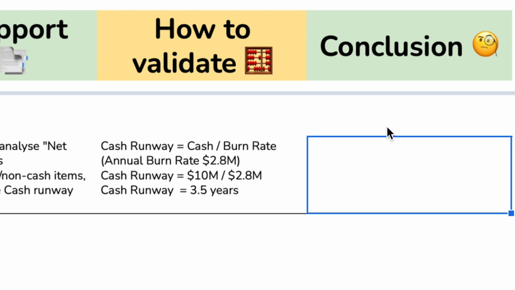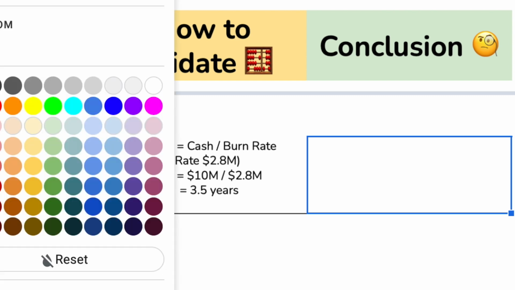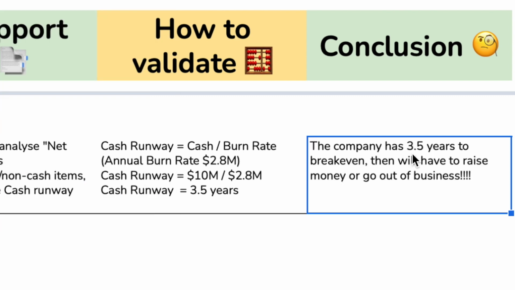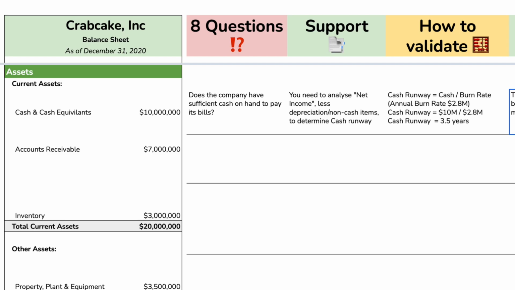And that, for me, as a conclusion to this question, what it means is that the company has 3.5 years to break even. Then it will have either to raise funds or will be forced to go out of business. And so that's the only way to gain comfort over the cash balance, if the company is losing money, is to understand how much cash runway it has in order to reach break even.